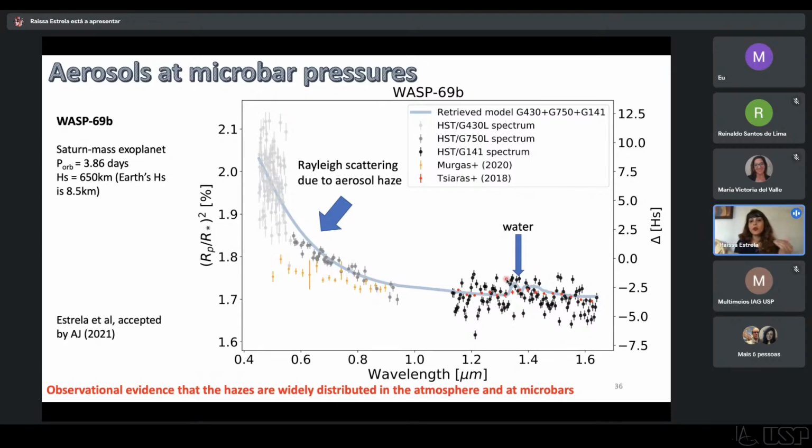And this haze could be preventing us from seeing the water feature here. You see that this water feature is very suppressed, and that could be due to the presence of haze. So this widely distributed haze was predicted before by theories, and now we confirm it with our observations. We aim to do more of this kind of work for most of the planets that are already in our pipeline, and maybe results will come soon.